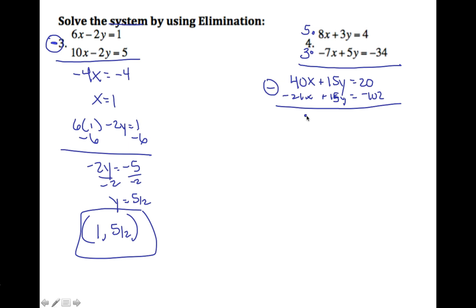So then we can subtract. 40 minus negative 21 is 61x. 15y minus 15y is 0. 20 minus negative 102 is 122. Divide by 61 and we get x to be 2.